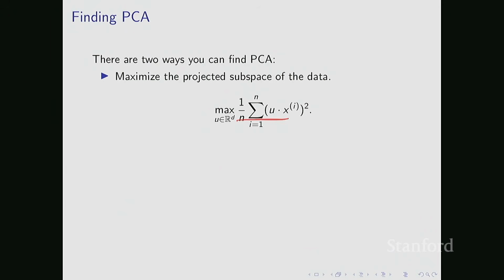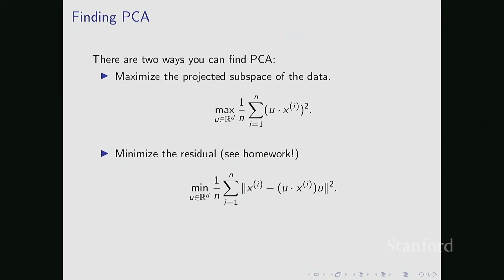This term also looks a heck of a lot like a covariance matrix, and we'll build that up in a second. You can also minimize the residual. So let's look at some linear algebra to solve this in general. Clear enough? All right. Now, by show of hands, who remembers eigenvalue decompositions?